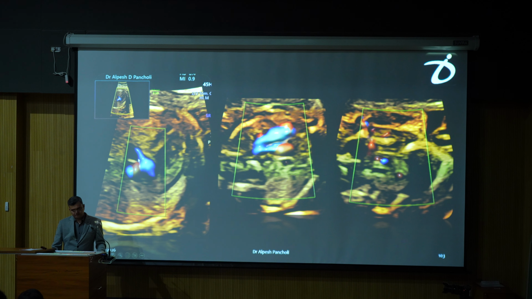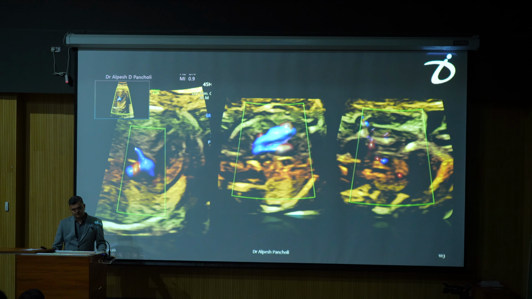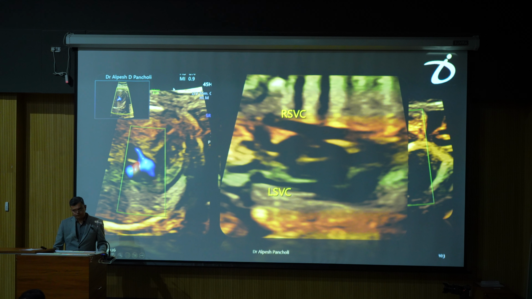This is the same in the color Doppler. So here there is a coronary sinus from left to right. There are two vessels, one on the left of the pulmonary artery. Both SVCs have the same color and there is no bridging vein. If you take coronal view, you can see both left SVC and right SVC, but there is no bridging vein.